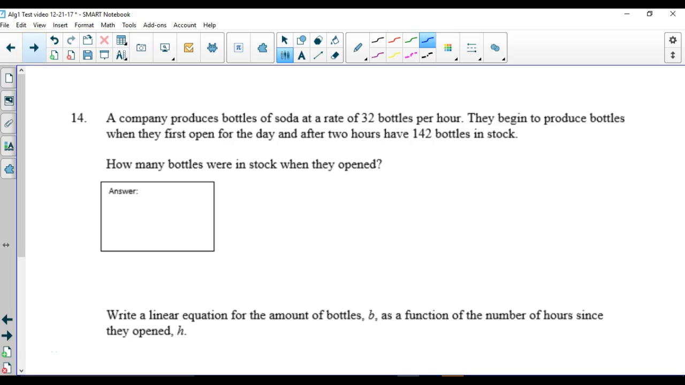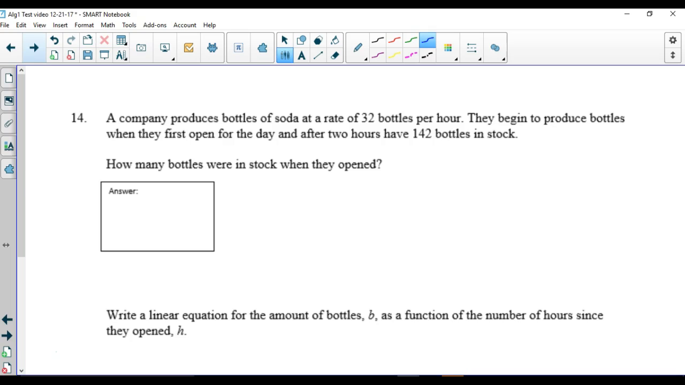Last question. Important question. A company produces bottles of soda at a rate of 32 bottles per hour. They begin to produce bottles when they first open for the day, and after 2 hours, they have 40 bottles in stock. How many bottles were in stock when they opened? So we're going to look at it from this perspective.